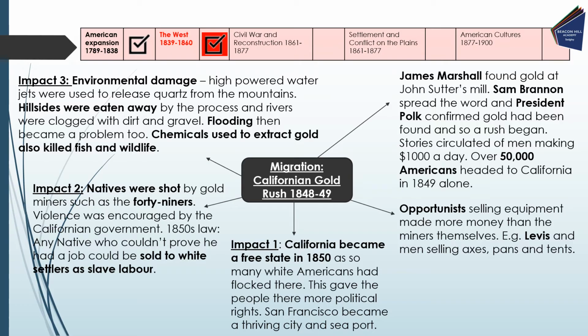Rivers were clogged with dirt and gravel, and flooding became a problem too. Chemicals were also used to extract gold, which killed fish and wildlife in the area. So for me, the easiest to remember really are the flooding and the chemicals. It is completely up to you which ones you revise. You do not need to know all of them, just as long as you know that they are supporting evidence if you were to write on a point about environmental damage caused by the Californian gold rush.